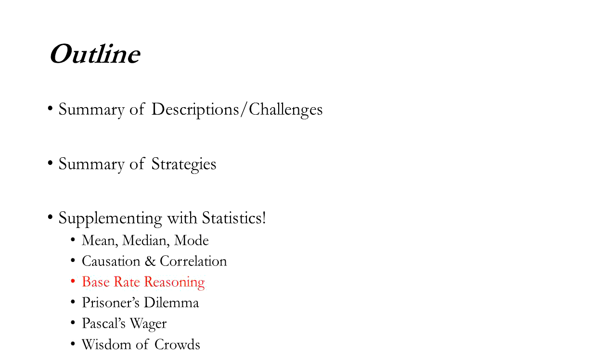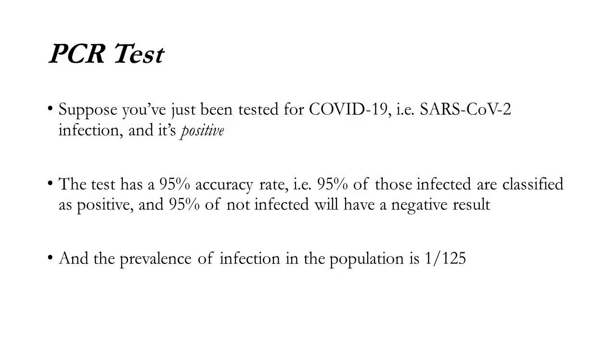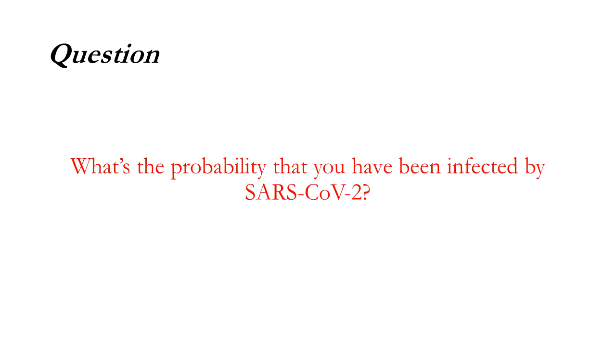Now, perhaps more interesting than the preceding, let's talk about the base rate reasoning fallacy. Suppose you've just been tested for COVID-19 and it's positive. The test, we'll say, has a 95% accuracy. That is, 95% of those infected are classified as positive and 95% not infected have a negative result. We'll say the prevalence of infection in the population is 1 in 125. What's the probability that you've been infected?